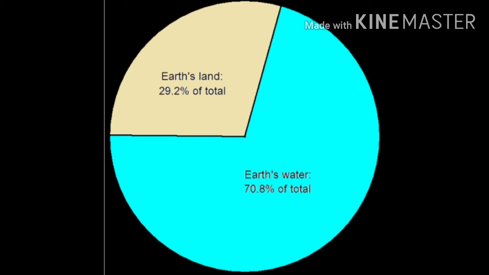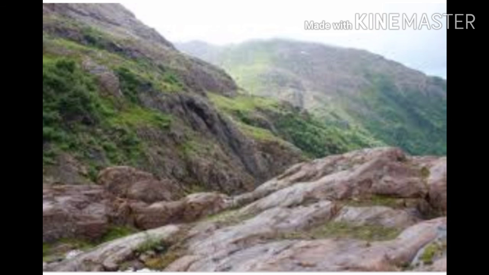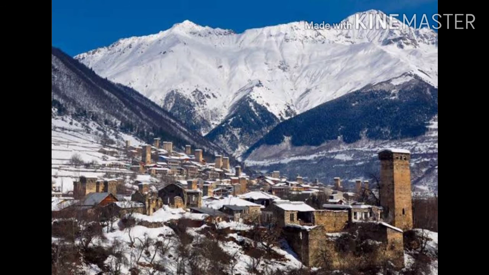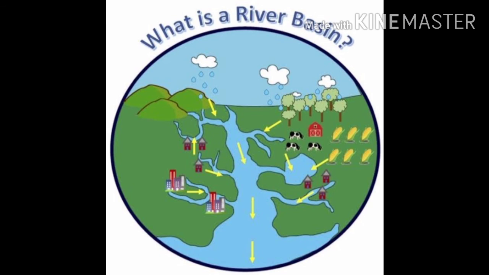The proportion of land on the earth is 29.2%. Depending on the characteristics of land and climate, various living things are found on the land in different proportions. The distribution of these living organisms, including humans, is not uniform. All living things try to adapt to various geographical conditions like a rocky terrain, steep slopes, flat plains, mountainous regions, forest covered areas, river basins, etc.